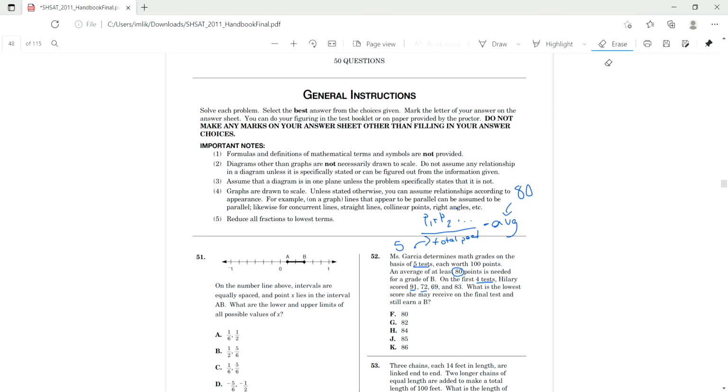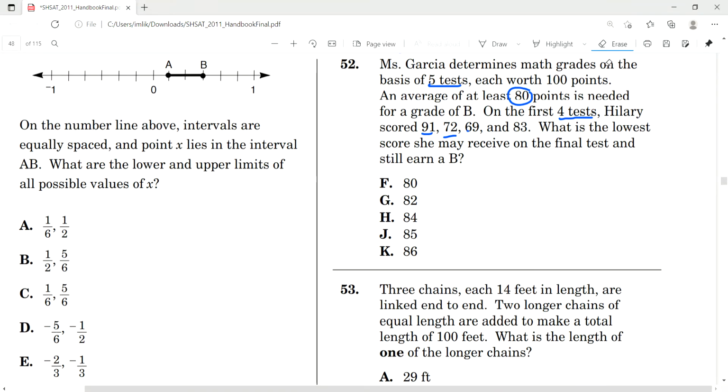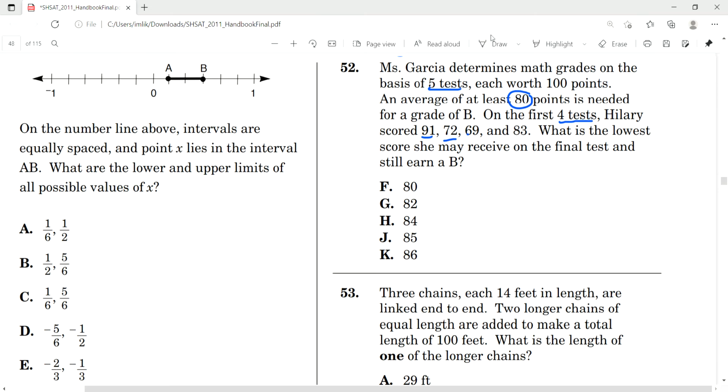They don't give you enough space on the test. It's always such a struggle to fit everything in. Oh, nope, that's the wrong thing. I need thin.